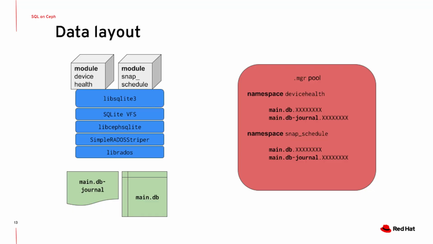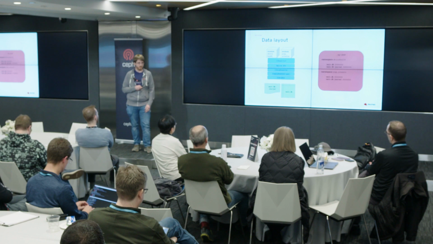Where is the data? In all of these manager modules, the database that's associated with each module is just called main.db. There's also a main.db journal file. As I said, SQLite has a journal file associated with each database. And then in the .manager pool, there's a namespace named for each manager module, and then a number of objects for each given database blob, main.db or main.db journal. So that's what you'll find there if you did a RADOS ls there.